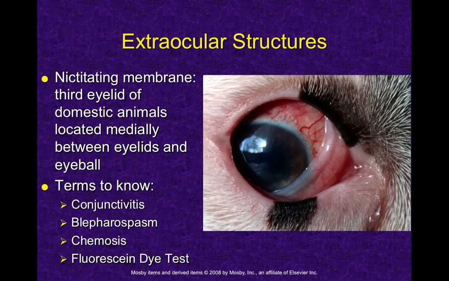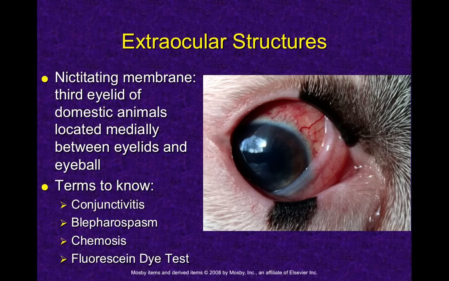Carrying on, we have the nictitating membrane, which is also called the third eyelid. So this is the nictitating membrane. This is the sclera. If you had a sclera that was that red and you could see all the vessels like that, we would use the term injected. It's injected, so it's incredibly vascular and quite irritated.